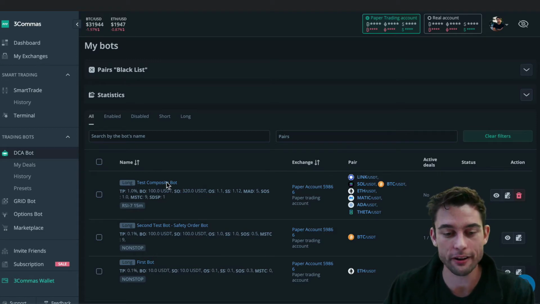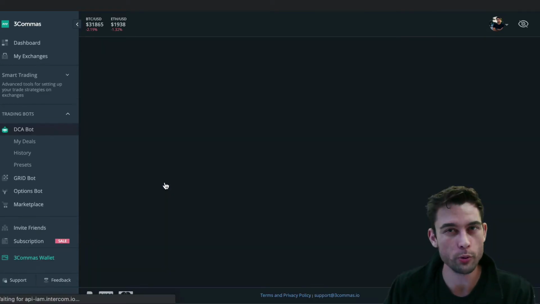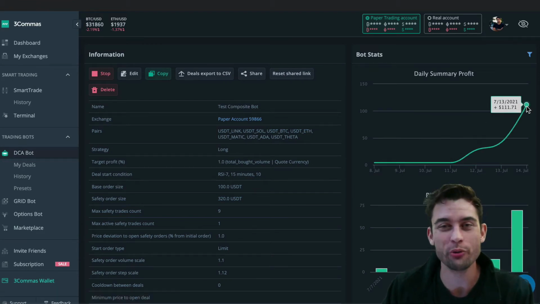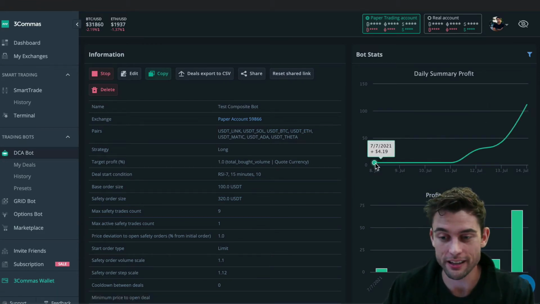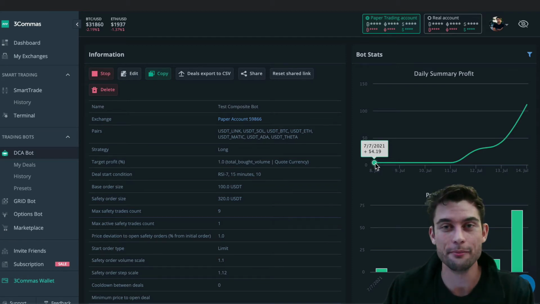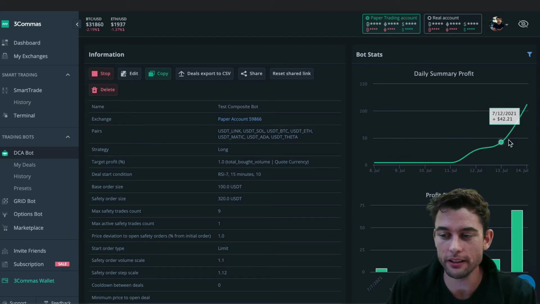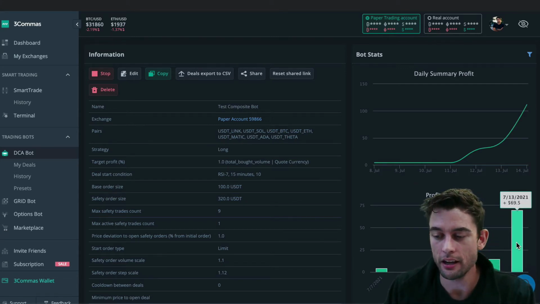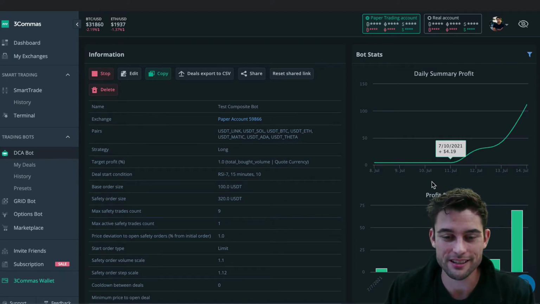So I actually created this bot about a week ago, and if you click on it, you could see that it's actually made over $100 in just about a week, which is amazing. So this definitely shows you that, you know, these bots make money. Made $23 one day, $14 another day, $70 just the other day. So these bots definitely make money.